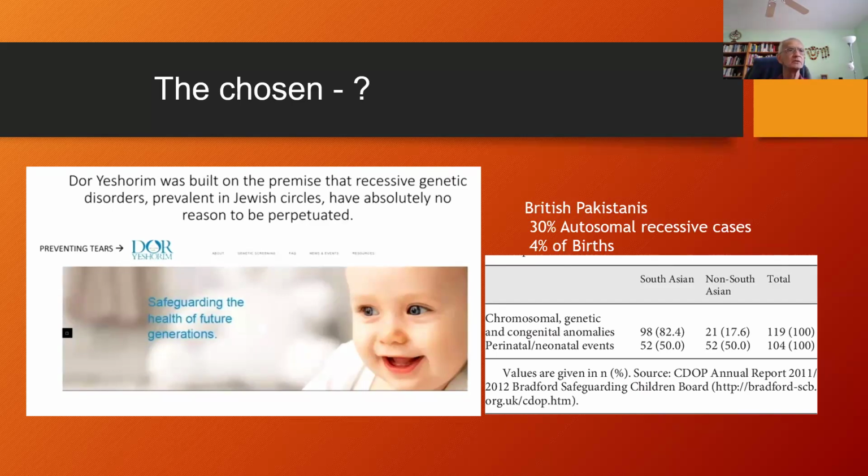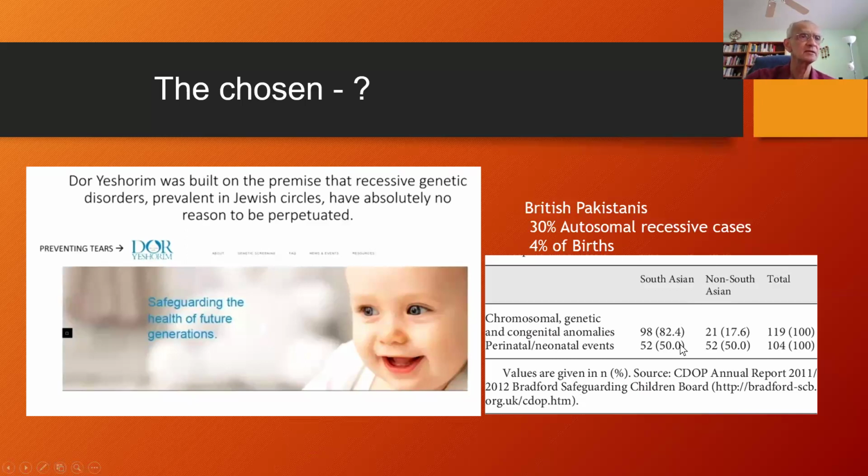So you can just see how screening can be useful. On the other hand, when we cross the border, amongst the Pakistani and even various Saudi Arabian communities, people marry their first cousins. And in Bradford, this was the data from Bradford, which has a huge Pakistani British population: only 4% of births are responsible for 30% of autosomal recessive diseases.